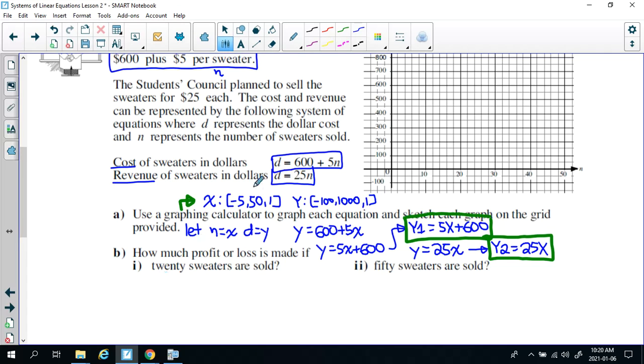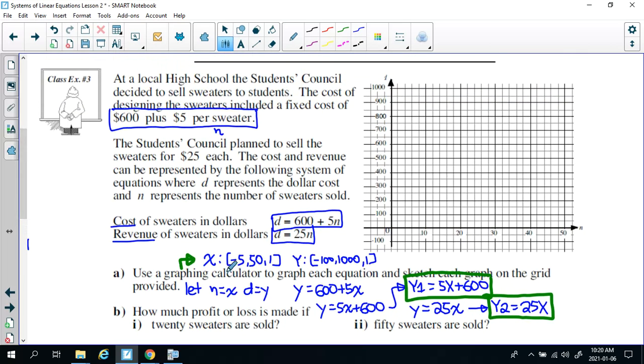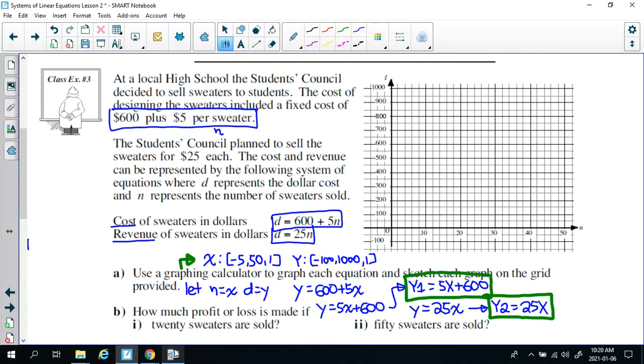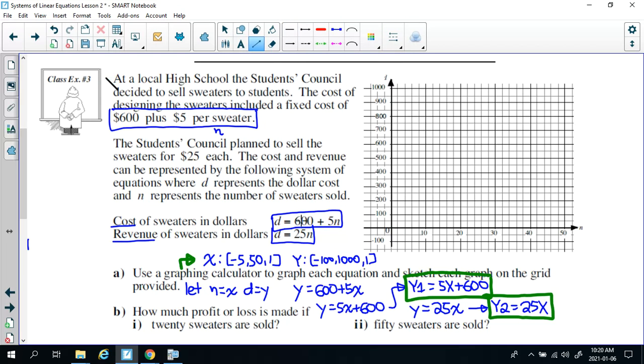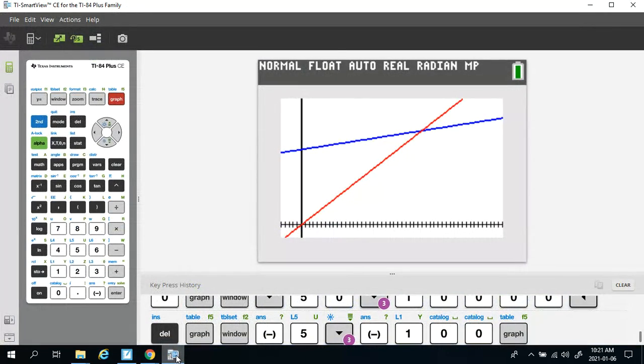Okay, so let's sketch this now. Let's do the blue line first. The blue line is going to be the first graph. So let's grab a blue line. Now the blue line does start at like 600, and it has a slope of 5. So again, we only need to sketch this thing. Let's see what it does here. It starts at 600, goes up a little bit.